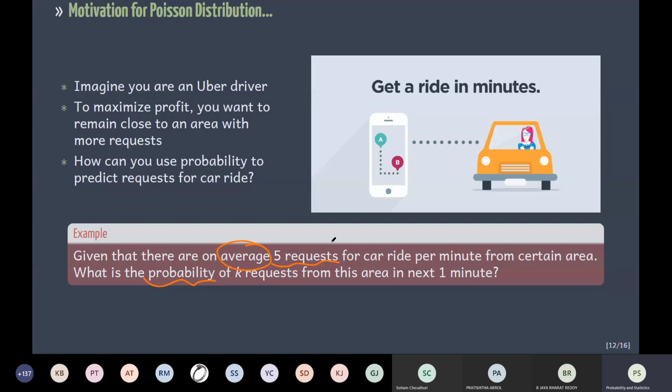You can say that on average there are 5 requests for a car ride per minute. So in the next 1 minute, I will get on average 5 requests, right? We are not just into the average right now. We are talking about the probability of k requests in the next 1 minute. Let us see how we can answer things like this or model this as a probability problem.